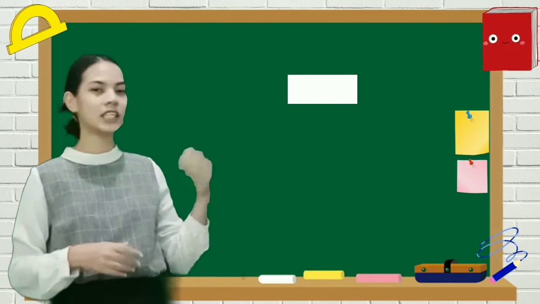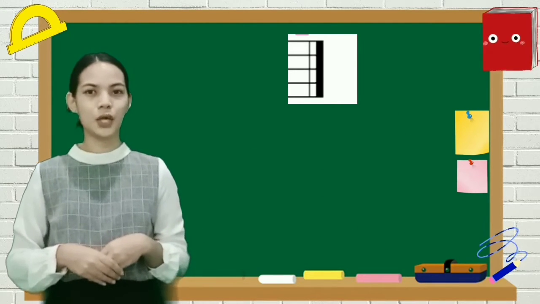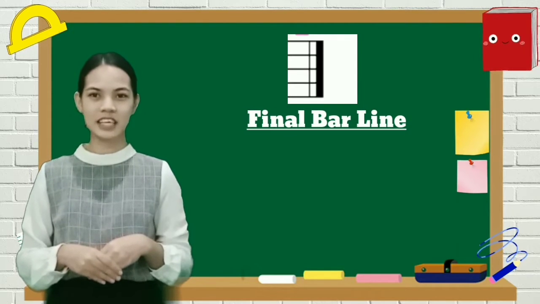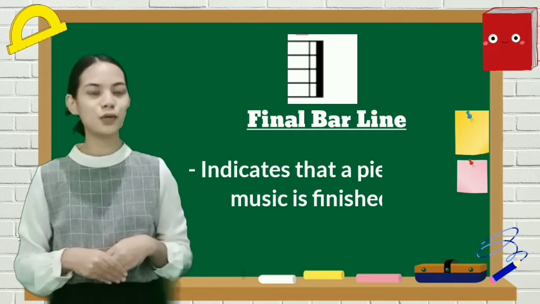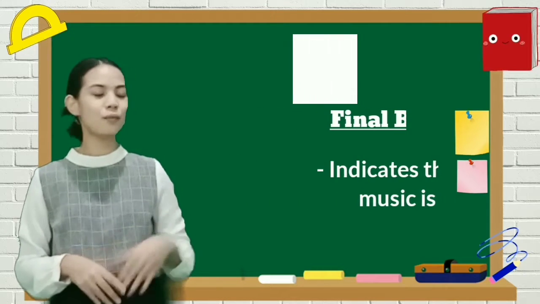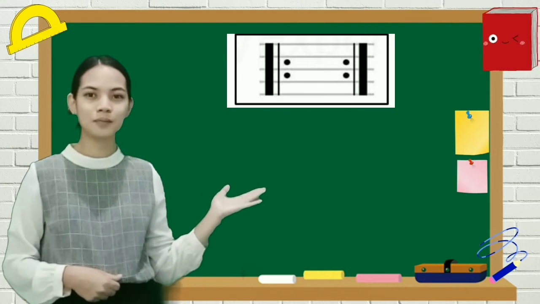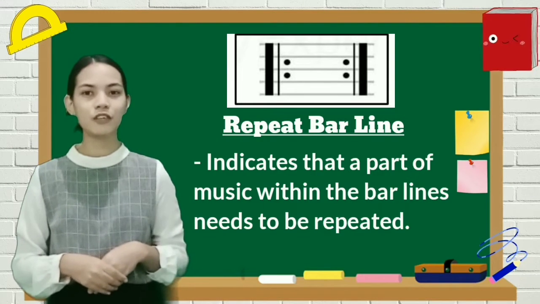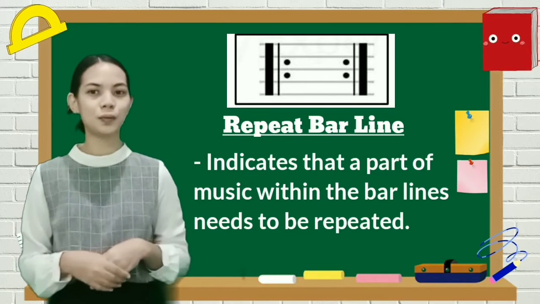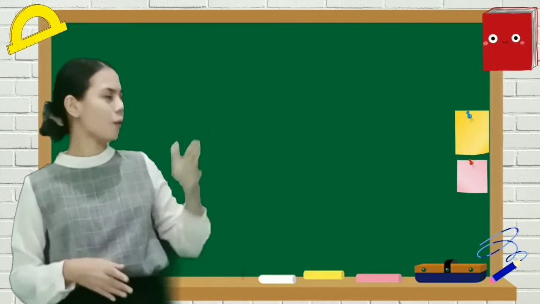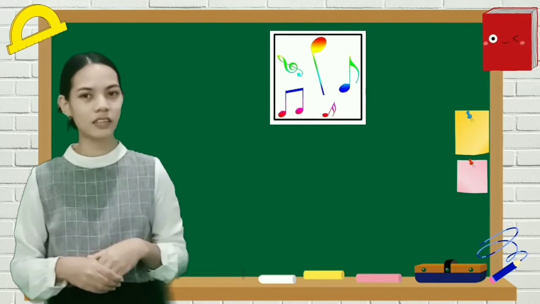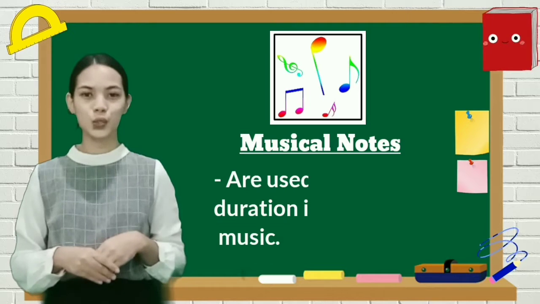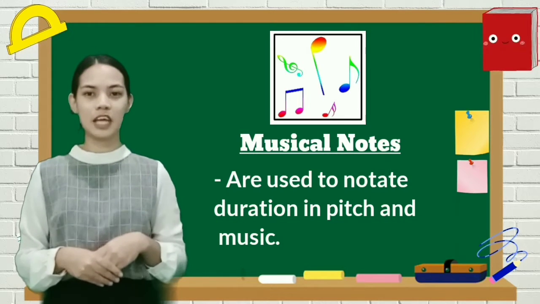Okay, so how about this symbol? What do we call this? Very good. This is a final bar line. A final bar line indicates that the music piece is finished. So for our next symbol, what is this? Very good. That's correct. Repeat bar lines indicate that a part of the music within the bar lines needs to be repeated. Okay, so how about this symbol? What do we call this? Very good. These are musical notes. These are used to notate duration and pitch in music.